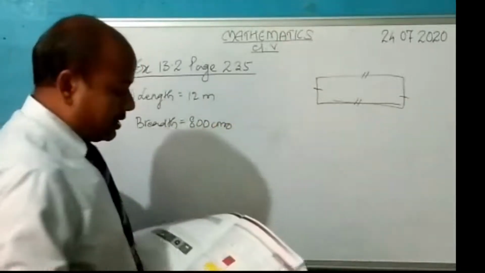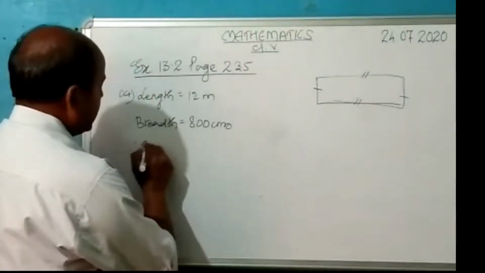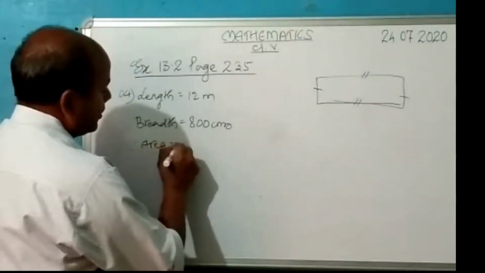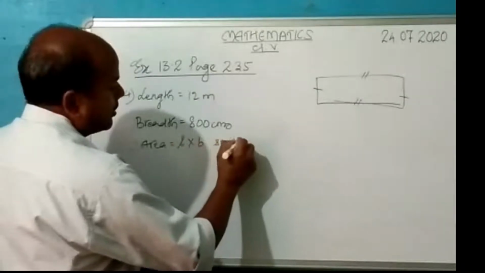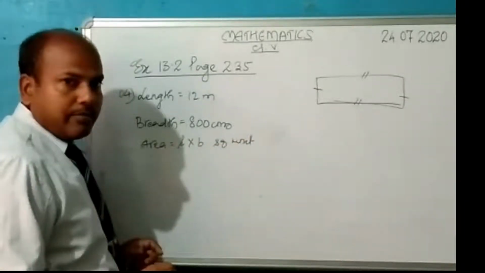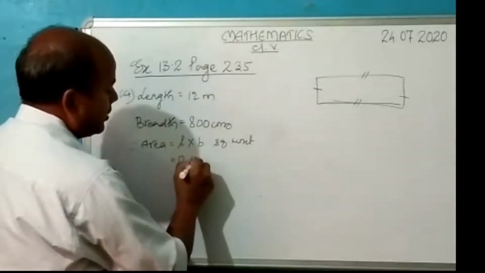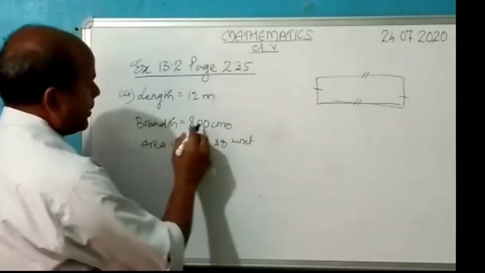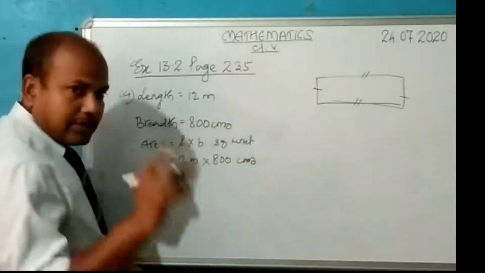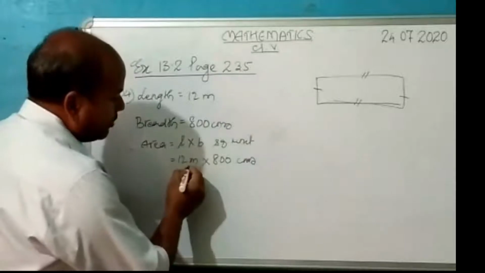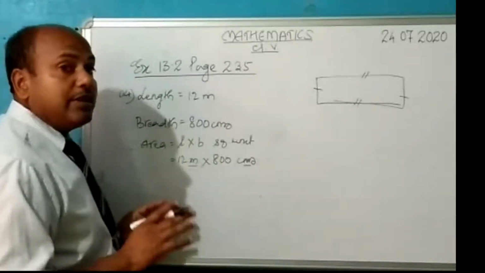And what you have to do is, you have to find the area. Therefore, area is equal to length into breadth, square unit. That means take the length and the breadth and multiply them. Length is 12 meter, into breadth 800 centimeter. Now there's a problem. The problem is that the units are different. This is meter and this is centimeter. So you need to convert and make the units the same.